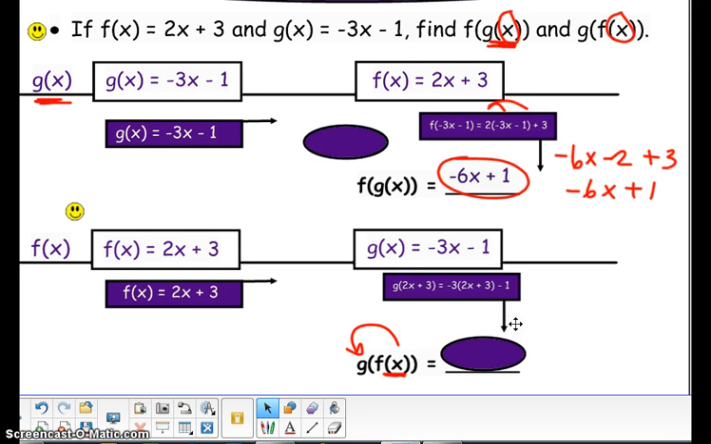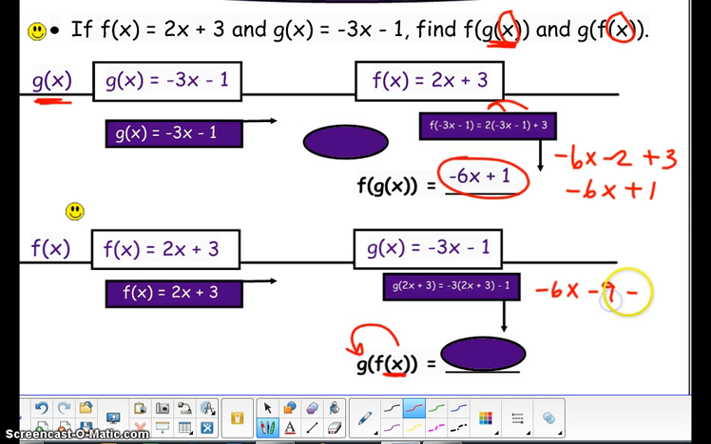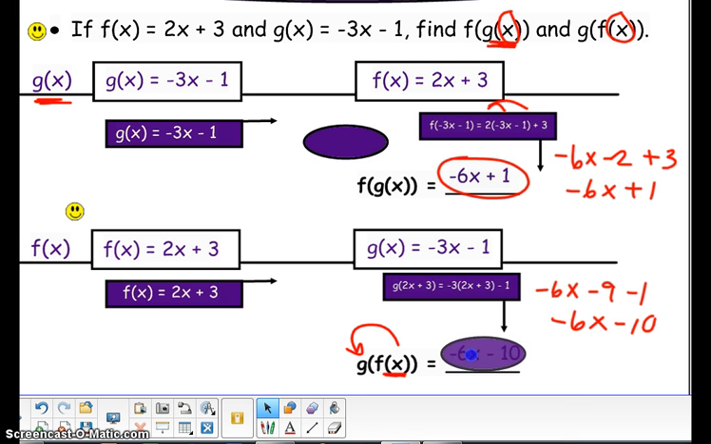It's very small writing, but it says negative 3 times the quantity 2x plus 3, minus 1. So we'll have to solve for that on the right side only. Negative 6x minus 9 minus 1. Negative 6x minus 10. And we can reveal the answer, and looks like we are correct.